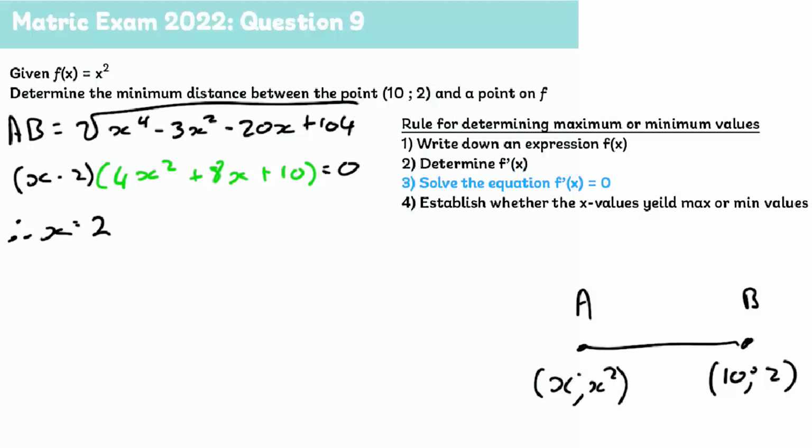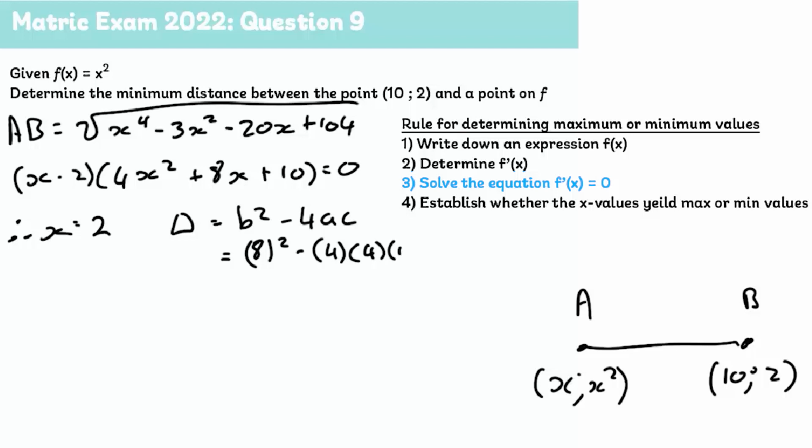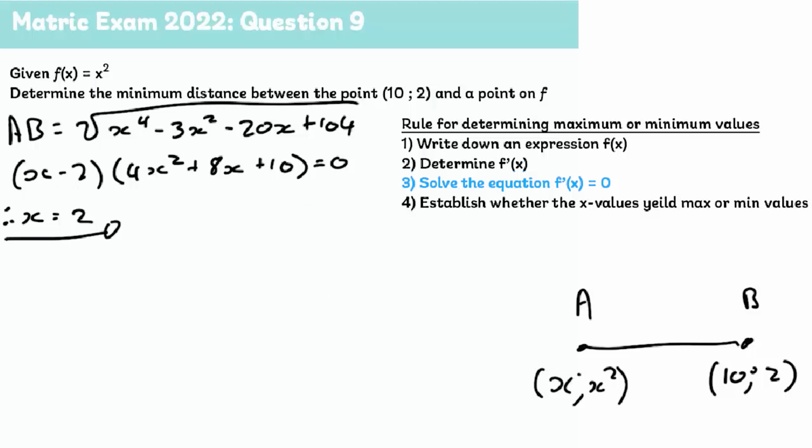And on the other side, we have this formula where we use b squared minus 4ac. And then we can substitute b, which is 8 squared, minus 4 times a, which is 4, times 10. You work that out, you'll get minus 96. Now we know that this is a non-real number, therefore we can't use this. But on the other hand, we know that x is equal to 2.